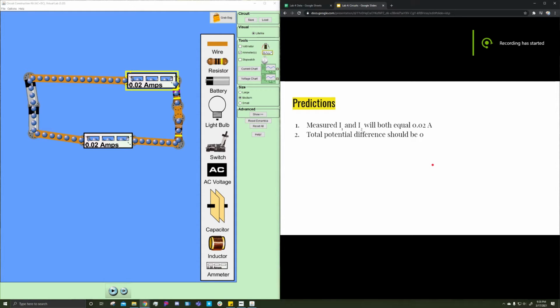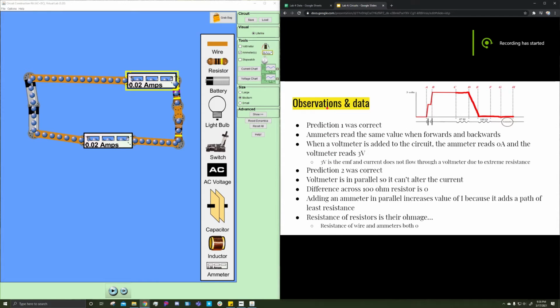At the beginning of this lab, we made two predictions. The first one, which relates to the circuit shown on the left side, says that I1 and I2 measured on both ammeters will be equal to 0.02 amps. And the second is that the total potential difference across the whole circuit would be 0. So the first observation that can be made is that prediction 1 was correct. Both ammeters show 0.02 amps.